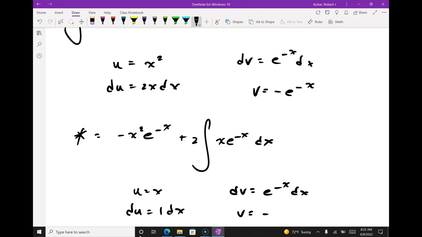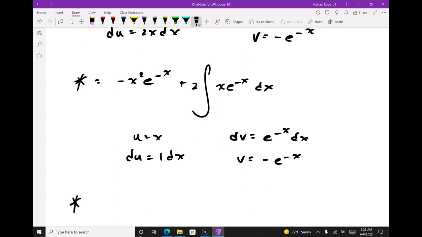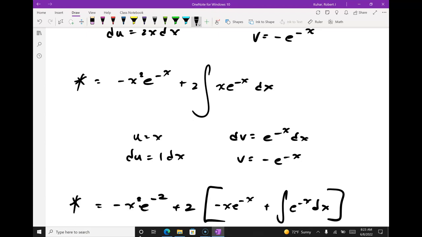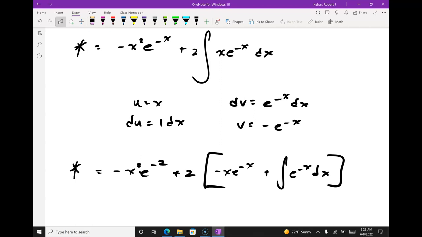So now watch what I do here, right? I'm doing negative x squared e to the minus x plus 2 times, and I'm going to put my new by parts in that set of parens. So the new by parts is what? Negative x e to the minus x, minus the integral of v du, so plus the integral of e to the minus x dx. I took care of that double negative, and that's a simple integral. And usually that's what happens. I try not to let it go to more than by parts twice.